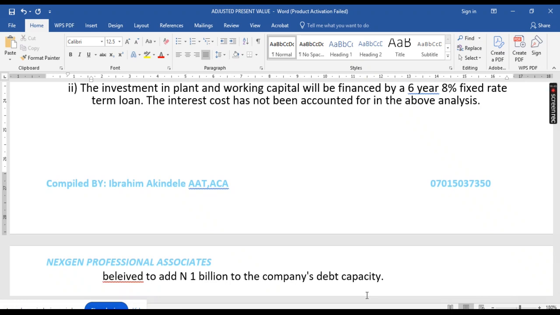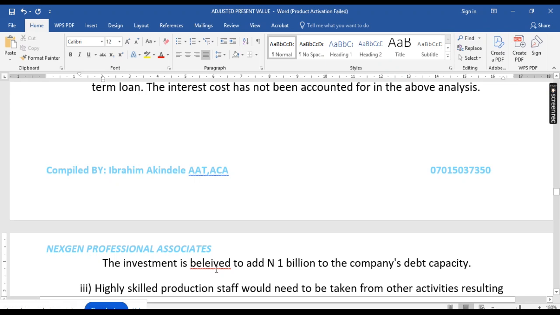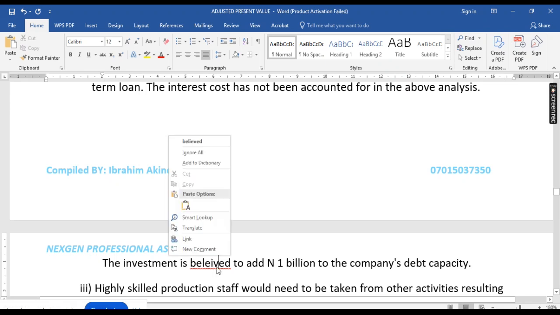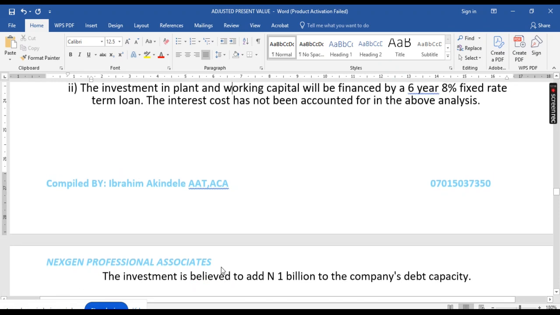The investment is believed to add 1 billion to the company's debt capacity.